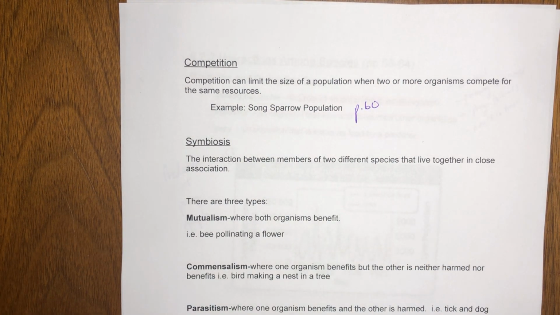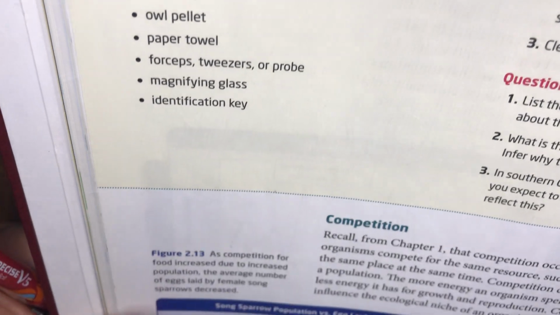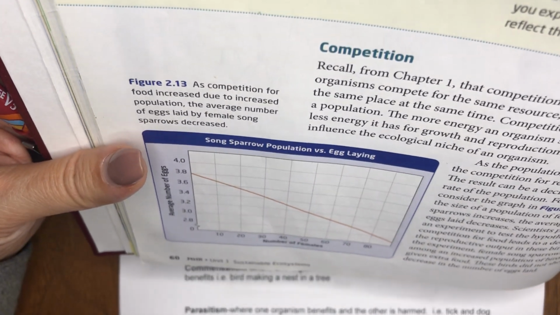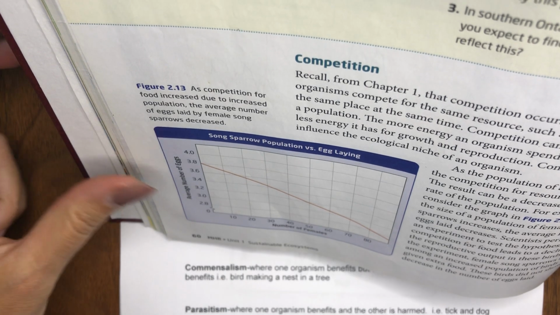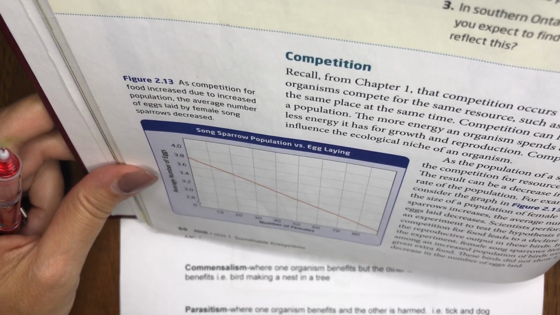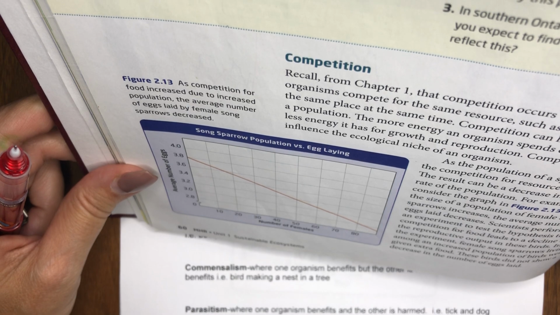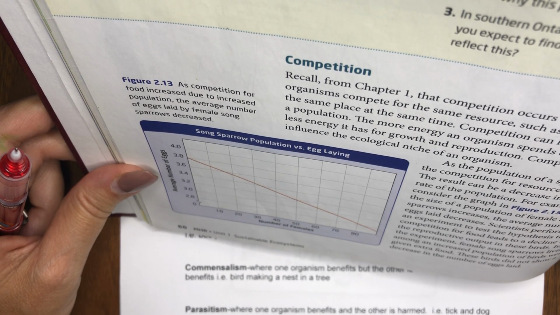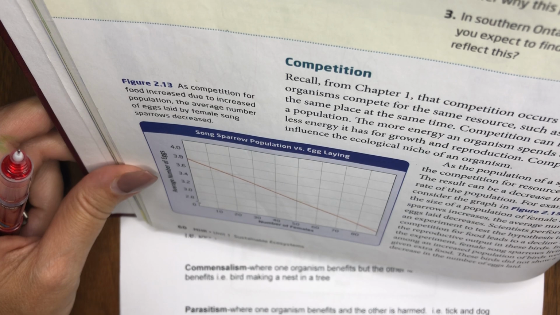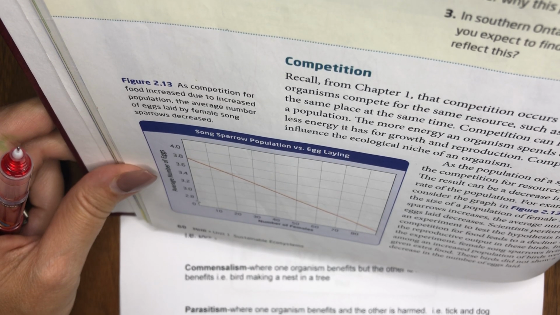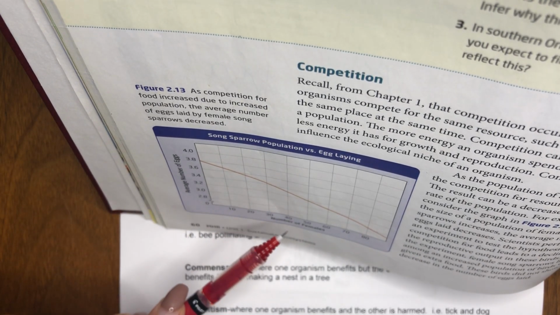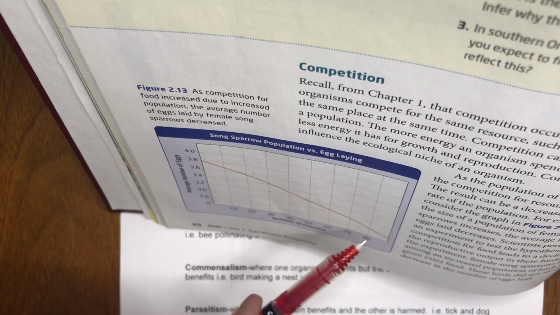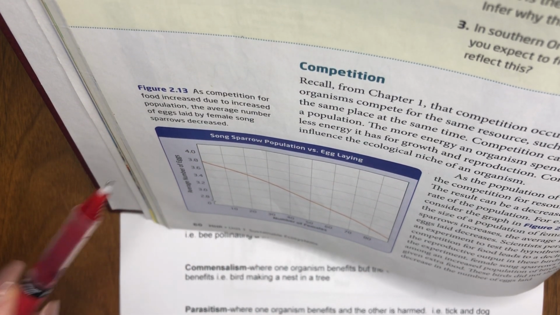So if you look on page 60, you can see this graph, and I'm going to show it to you right now. There it is, right? So it says song sparrow population versus egg laying. Okay, so what happens in this graph? Well, as the size of a population of female songbirds increases, the average number of egg laying decreases. So you could see, that's what this line is saying, right? As the number of females increases, the number of eggs decreases.